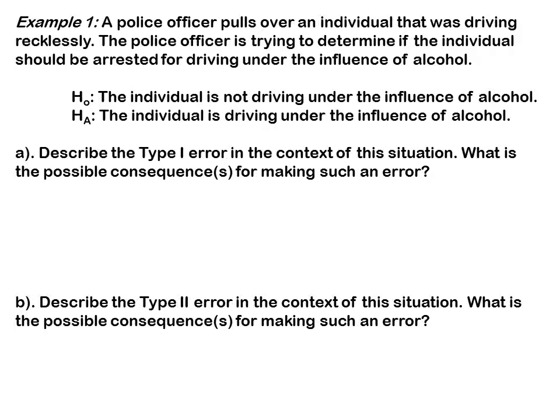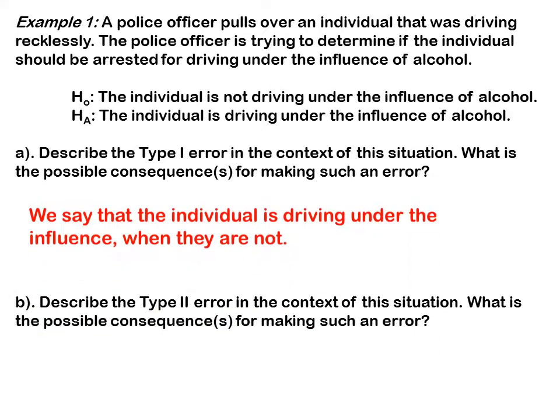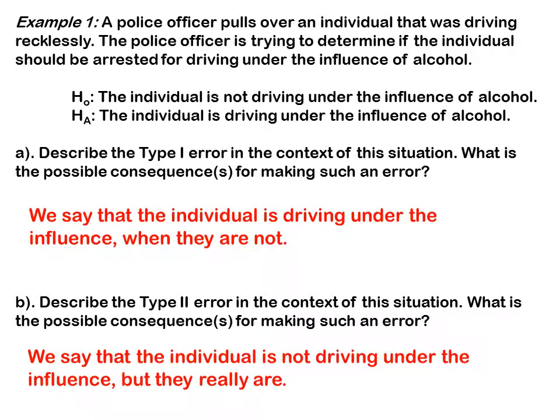We want to describe a type 1 error in context and what the possible consequences of making such an error would be. So remember, type 1 means that the first hypothesis is true, but we reject it. So in this case, we say that the individual is drinking when they really aren't. So our null is true, they are not drinking, but we say that it isn't true. Type 2 is that the second hypothesis is true, but we fail to reject. So we say that the individual is not driving under the influence, but they really are.